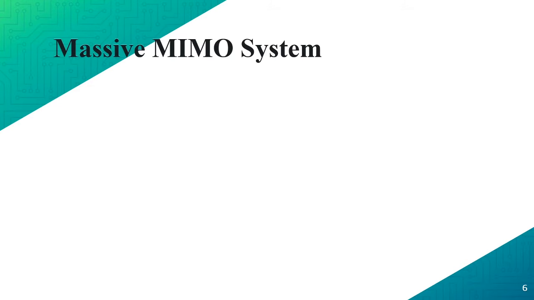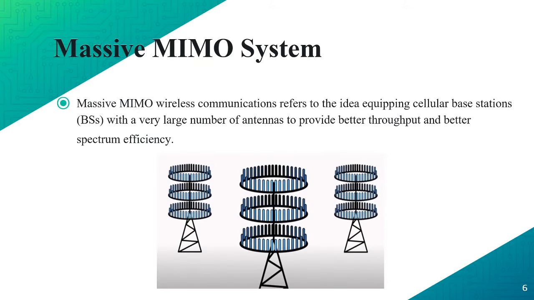So what is Massive MIMO then? Massive MIMO wireless communication refers to the idea of equipping cellular base stations with a very large number of antennas to provide better throughput and better spectrum efficiency. It can have hundreds of antennas at the base station and multiple antennas at the receiver side too.